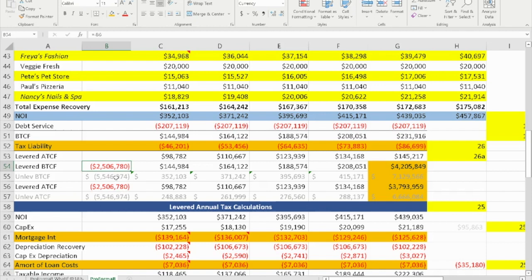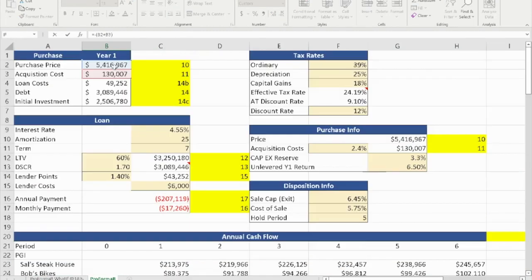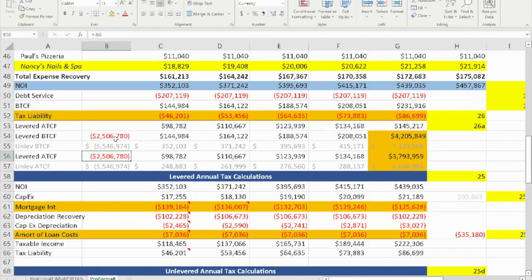Our initial investment, for the unlevered sales proceeds, unlevered before tax cash flow, is simply going to be the purchase price plus the acquisition cost. We're going to make that number a negative number as well, obviously. And if you have it for levered before tax cash flow and unlevered before tax cash flow, you can reference that as well for levered after tax cash flow and unlevered after tax cash flow by just setting it equal to that row here, that cell there.